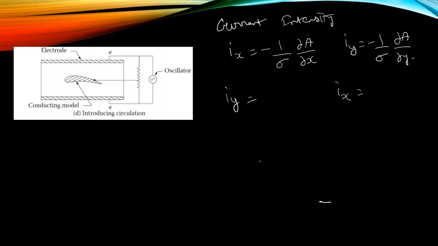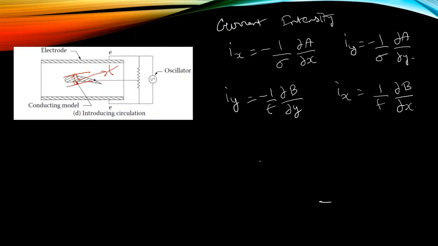So what is your Iy? Iy is minus 1 by T dou B by dou Y, and this Ix is 1 by T dou B by dou X. What is T? T is nothing but the thickness of the model. So here in this model, we are having the thickness. So with respect to the thickness of the model, we are obtaining the electrical current function.